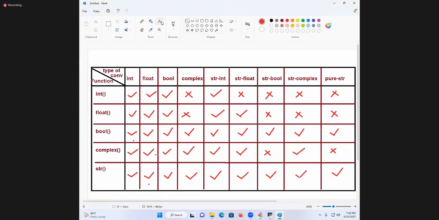And take care. This is called a conversion table. So don't miss tomorrow. Important concept. Thank you, students. All the best.